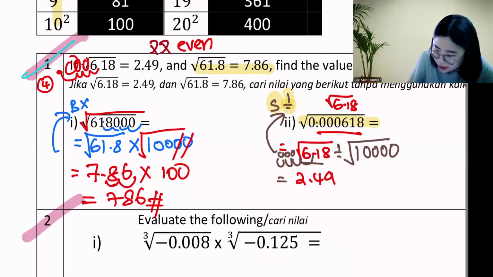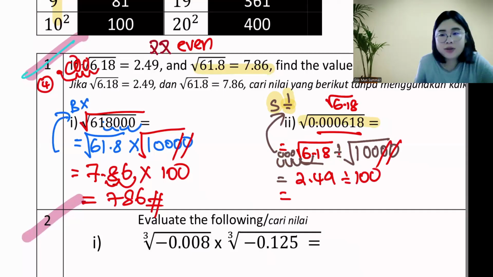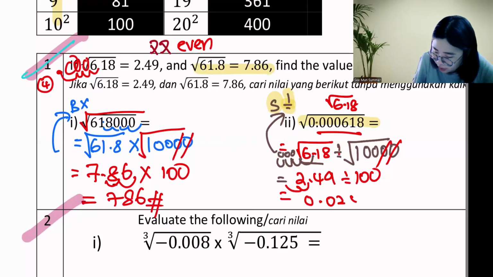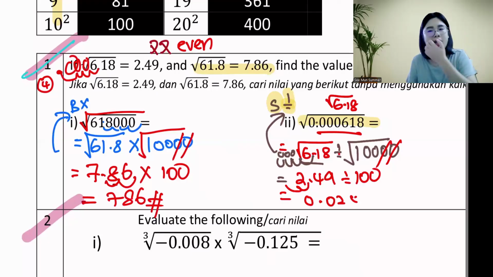2.49. And then divide down. Because root divided by half, right? So it's divided by 100. So since divided by 100, I move the decimal to 0.0249. Ta-da! So this is the answer.